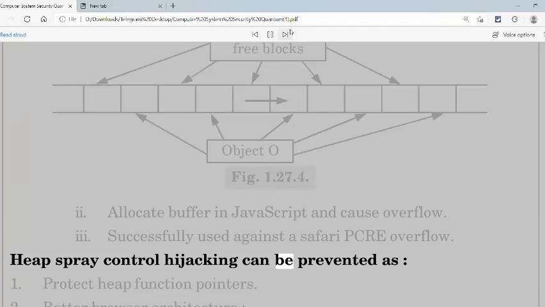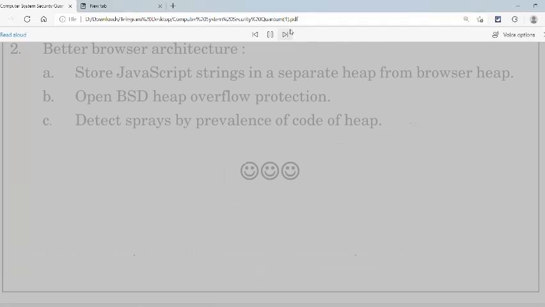Heap spray control hijacking can be prevented as follows. 1. Protect heap function pointers. 2. Better browser architecture. A. Store JavaScript strings in a separate heap from the browser heap. B. OpenBSD heap overflow protection. C. Detect sprays by prevalence of code on the heap.